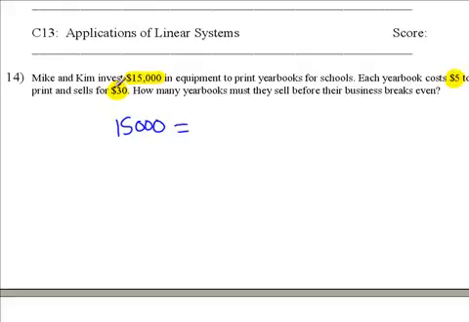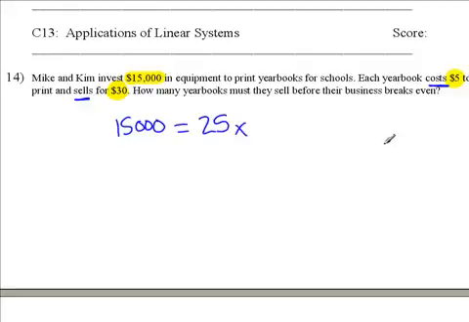What's their profit for each yearbook? Is it 25 or 35? It costs. Is cost money coming in or money going out? It's going out, right? So I'm paying that. Sells, they sell for 30. Is that money coming in or money going out? In. So what's the net amount coming in per yearbook? $25. So I'm going to make $25 for each yearbook.